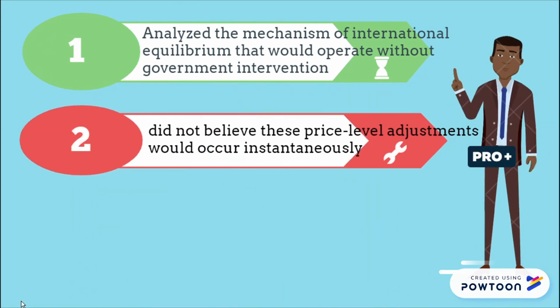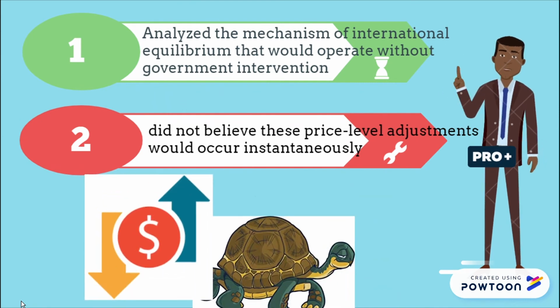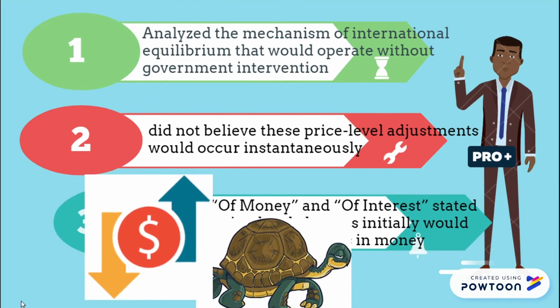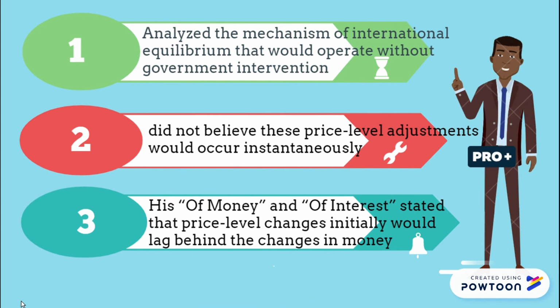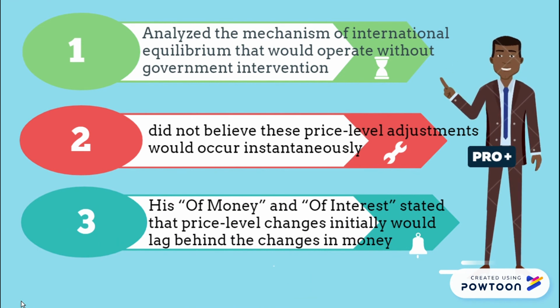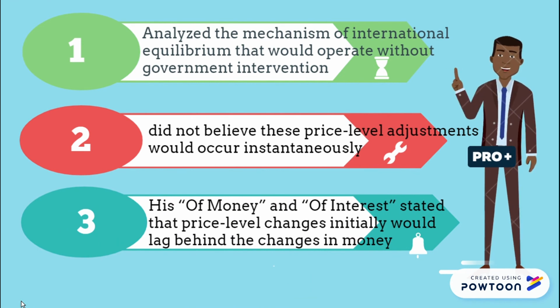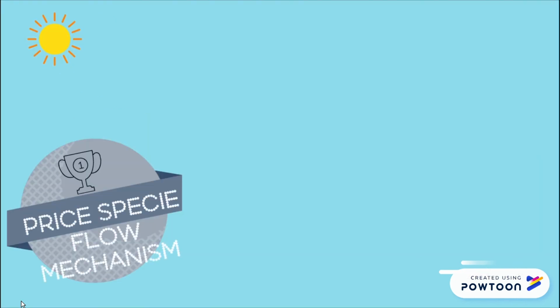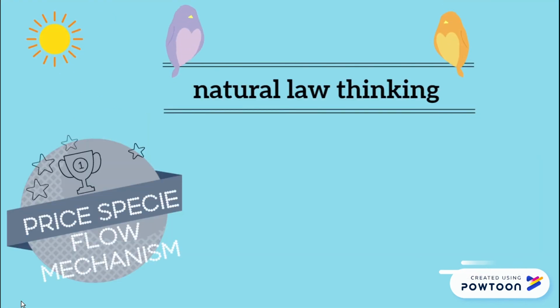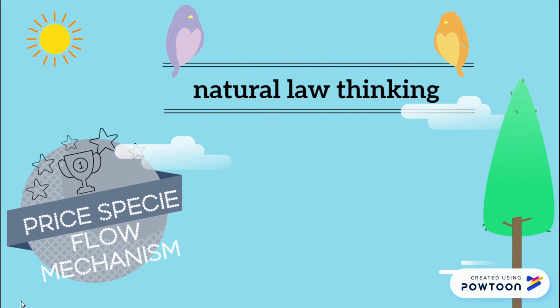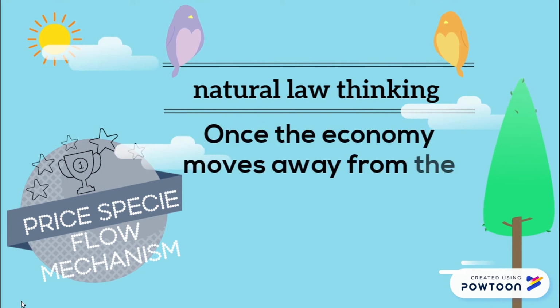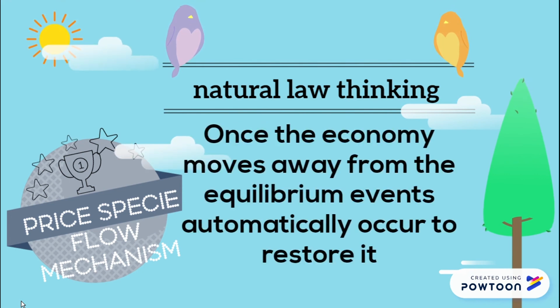He did not believe these price-level adjustments would occur instantaneously. His theory of money and of interest stated that price level changes initially would lag behind the changes in money. The price-specie flow mechanism is natural law thinking. It proceeds from the assumption of an equilibrium. Once the economy moves away from the equilibrium, events automatically occur to restore it.